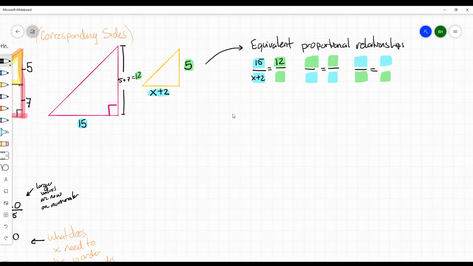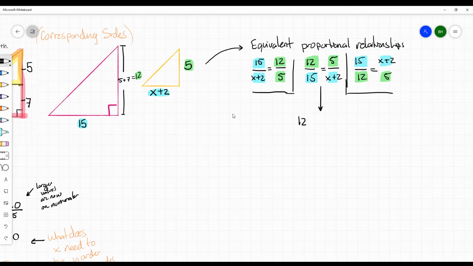I'm going to go from the bigger triangle to the small triangle here. So I have 12, 5, 15, x plus 2, 15, x plus 2, 12, and 5. You can solve using any of these methods, and they should all give you the same answers. For this specific problem, however, I'm going to use the middle value and see if I can use this to solve for the problem. So however you feel comfortable, you can solve.